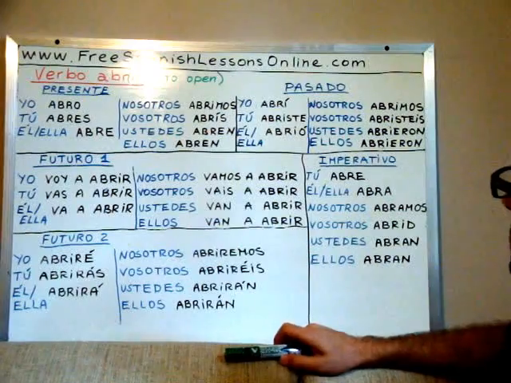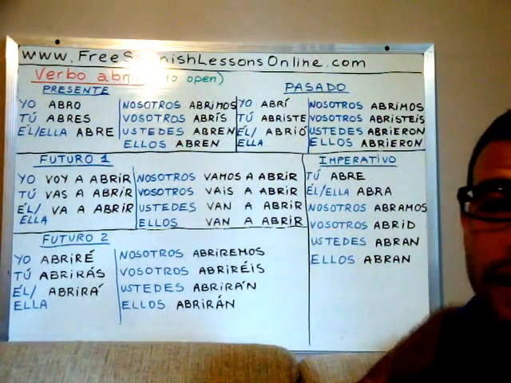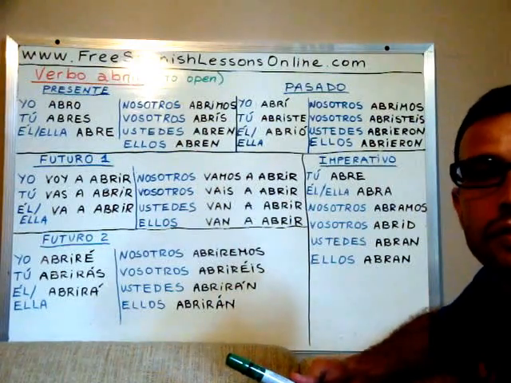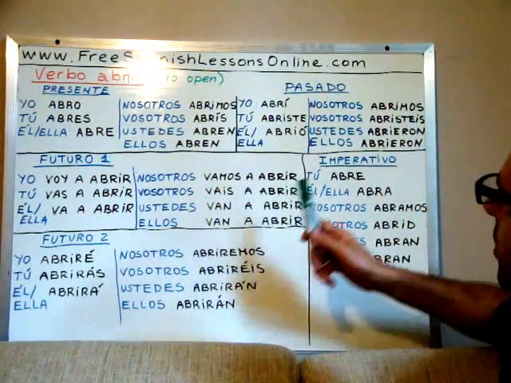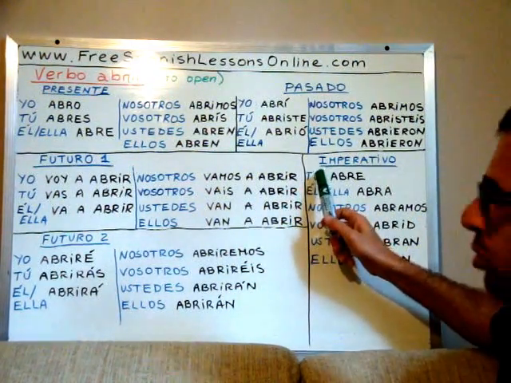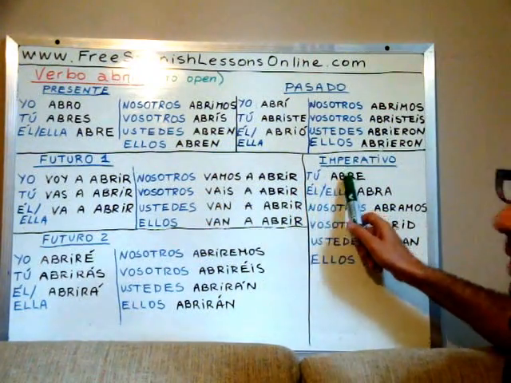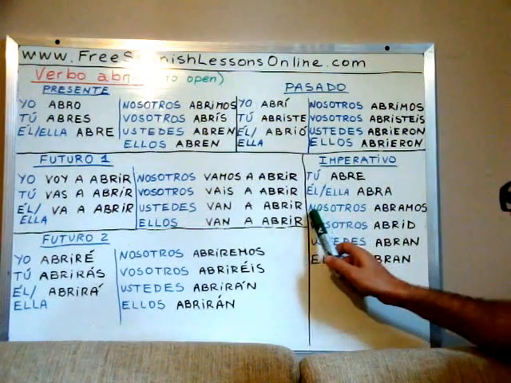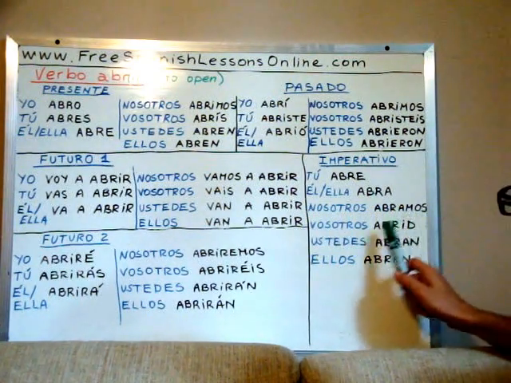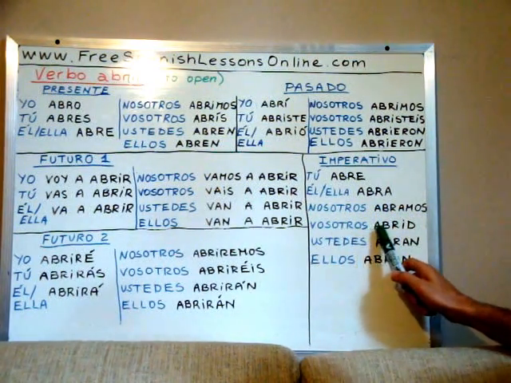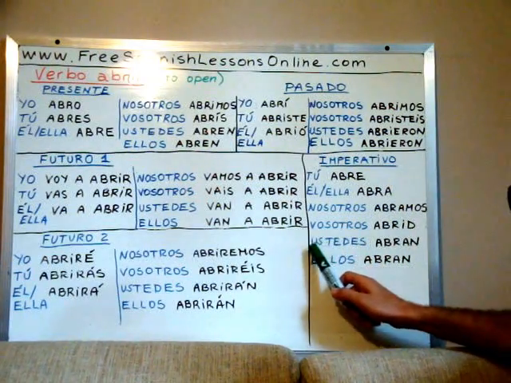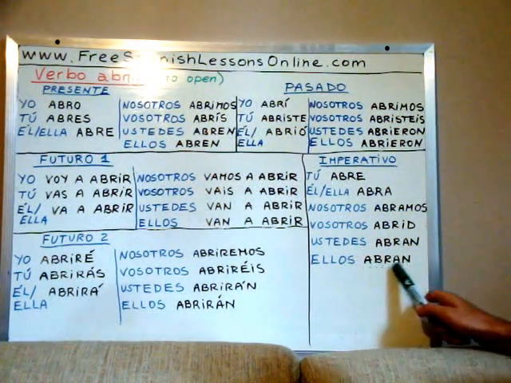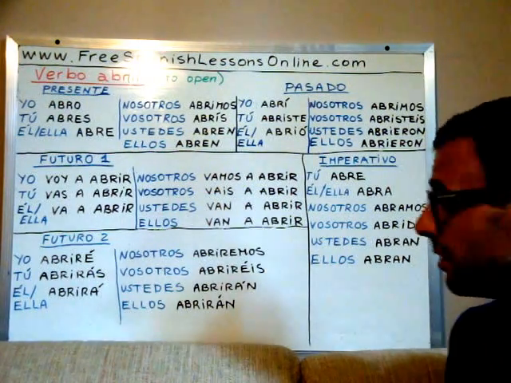Let's do the imperative now. Imperativo. In imperative, it makes no sense to have I, the first person subject pronoun. So we omit that. We start with you, with tú. Tú abre, or abre tú. Él abra. Nosotros abramos. Vosotros abrid. Ustedes abran. Ellos abran. Okay, so this would be the imperative.